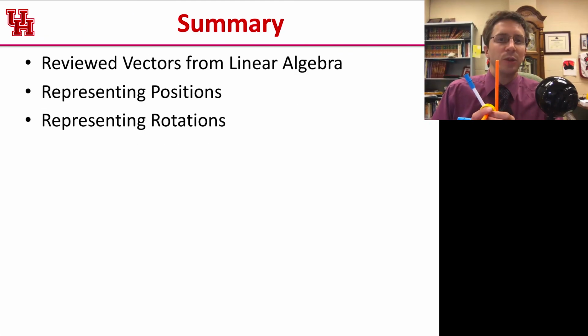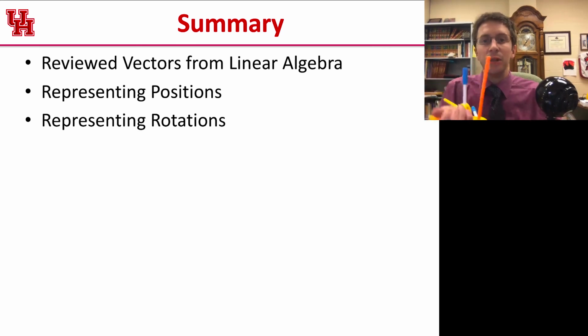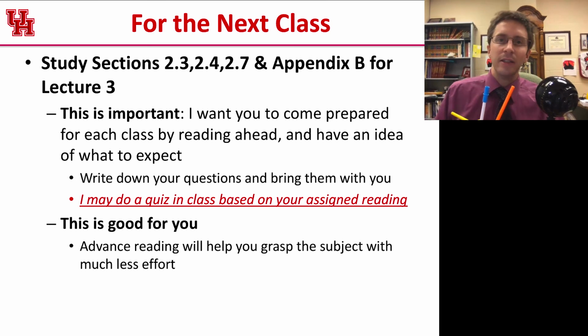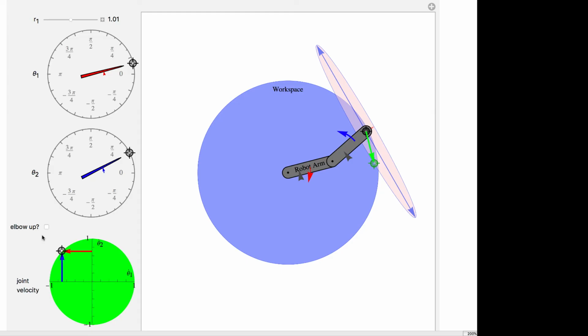So what we did today is we reviewed what vectors are from linear algebra, and then we talked about how we can represent positions using coordinate frames and how we can represent rotations using coordinate frames again. So what I want you to do is to go to your book and read sections 2.3, 2.4, and 2.7. And I look forward to seeing you next week.